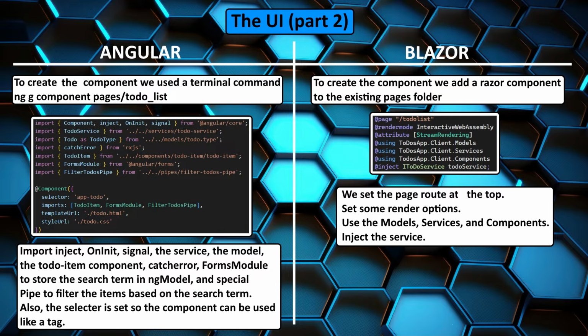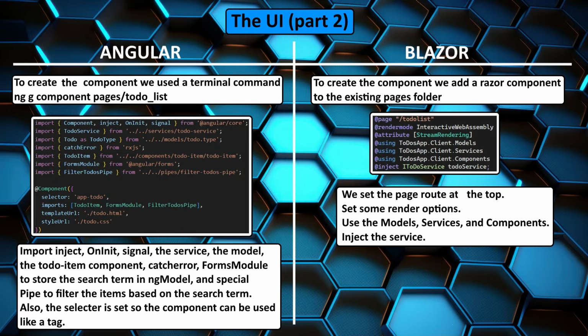Let's look at the imports required for Angular. You need inject to inject the service, OnInit for the lifecycle function, and signal to create the variables used in the HTML template. You need the model, the service, and the to-do item component. You'll also need catchError if the service picks up an error when retrieving the tagged to-do items. Also, there's the pipe we need to create to filter the to-do items according to the search term. You'll need to import the forms module to use the ngModel. Then we specify the selector name so we can use the component like a tag in the app HTML.